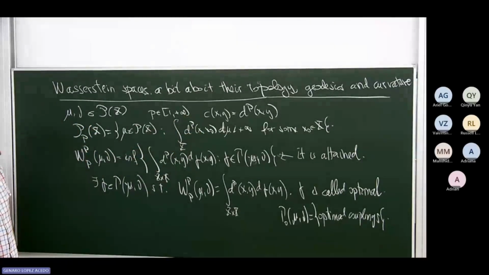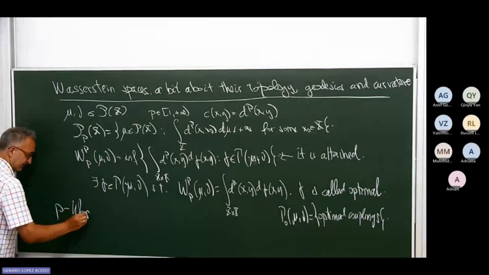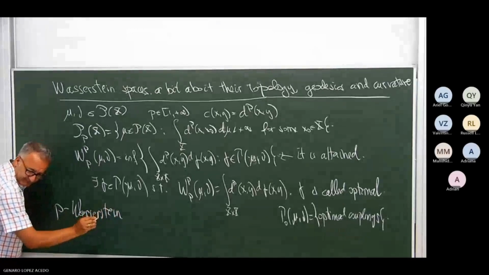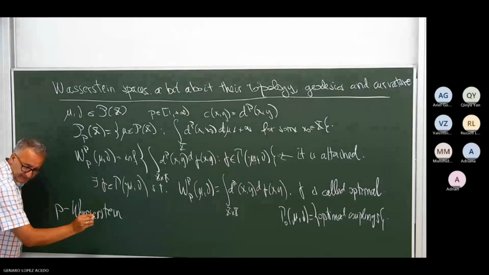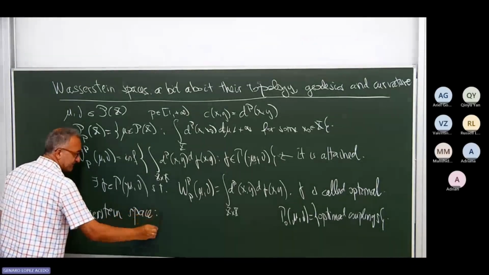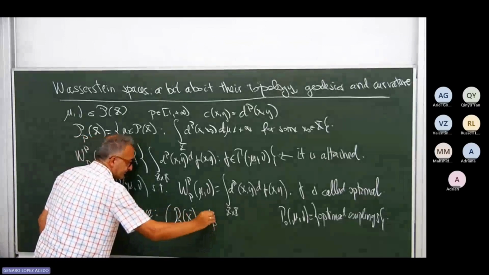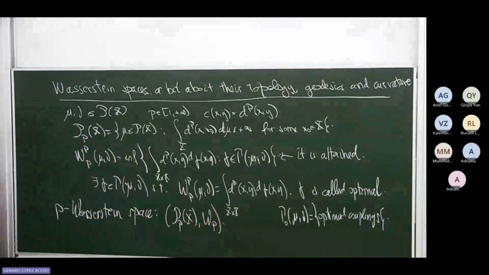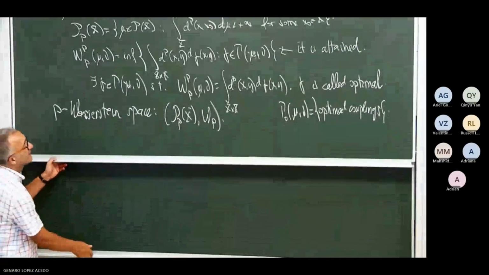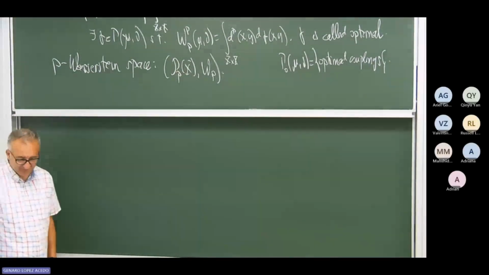So that's it. This is the p-Wasserstein distance, and the space is going to be P_p(X) with W_p. That's the Wasserstein space. What we have to see is that it is a metric space.